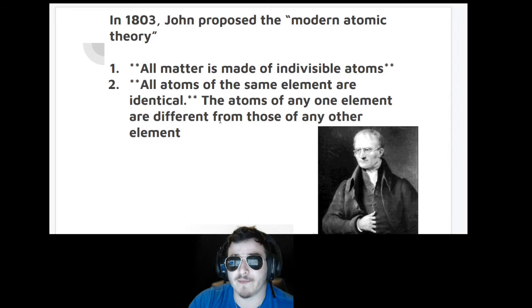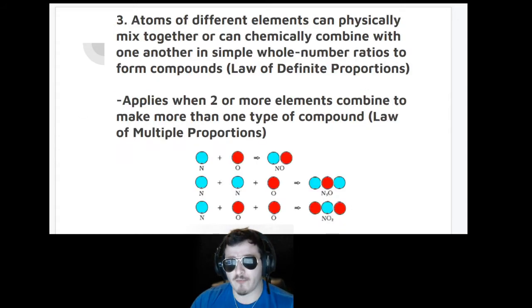The atoms of any one element are different from those of any other element. Now that is certainly true. Different elements are obviously different from one another. It's just the part that's an asterisk that we're going to focus in on. But he had a couple more points as well.